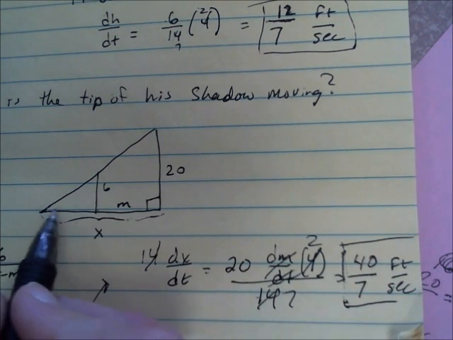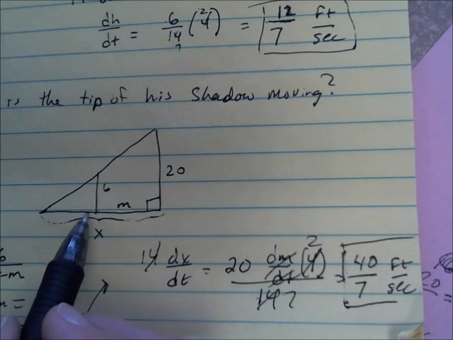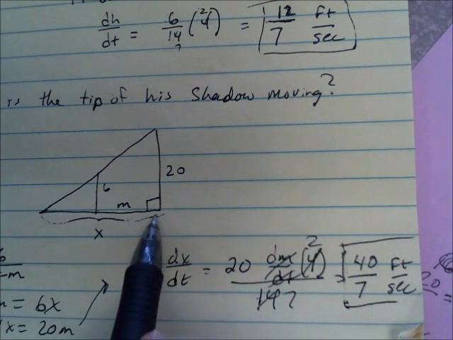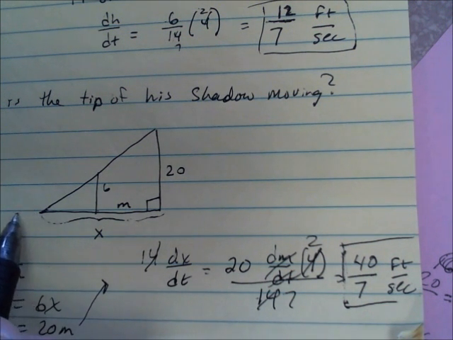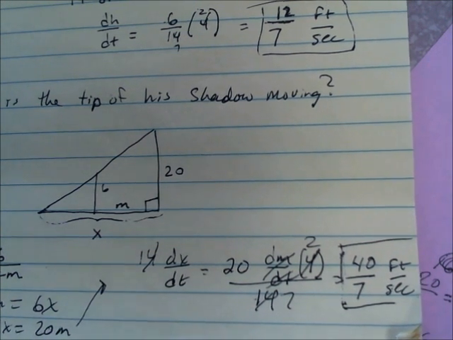Remember, the one before was how fast is the length of this shadow moving. The other, this little twist, is how fast is the tip moving away from the light. So just be careful on what you're being asked for.